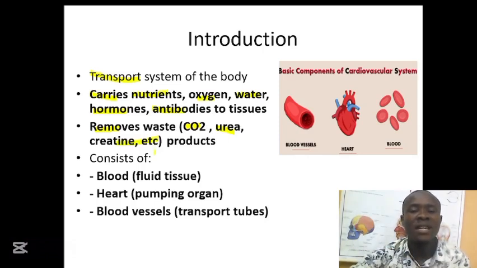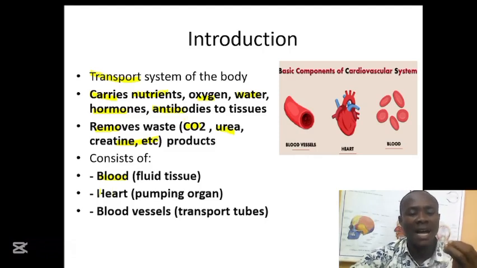The circulatory system consists of three main components. We have the blood, the fluid that has to travel substances. These substances are found in this fluid. But most often, WAEC will ask, name 5 substances that are found in the blood. In that case, you have to name all that it carries, like the nutrients, the oxygen, the water, hormones, antibodies, and even the waste, CO2, urea, creatine. These are all found in the blood, as we say it carries them.